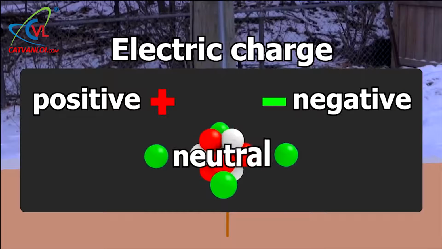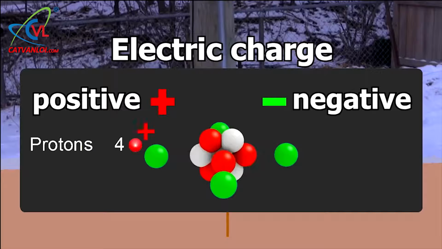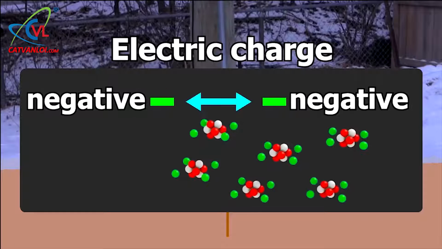Overall, this atom has a neutral charge though, neither positive nor negative, because it has the same number of positive protons and negative electrons. Like charges repel each other. Here we have an area with extra electrons between the atoms, so the area is negatively charged overall. If we try to bring in yet another negative electron, it feels a repulsion, so it's harder to make it go there. The like charges repel each other.